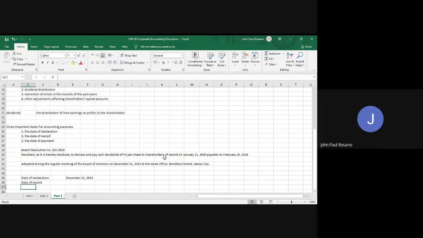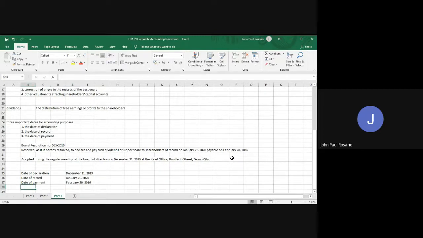So, kading date of record kay hindi ba ingon siya resolved as it is hereby resolved to declare and pay cash dividends of 2 pesos per share to shareholders of record on January 21, 2020. So meaning kung kinsa man tong recorded na owners sa shares on January 21, 2020, sila to ang maka-receive sa dividends. And then kanos aman siya bayaran dayon. So muna siya ato ang date of payment. So payable na kuno siya on February 20, 2016. Okay?